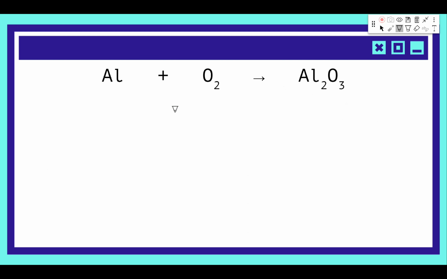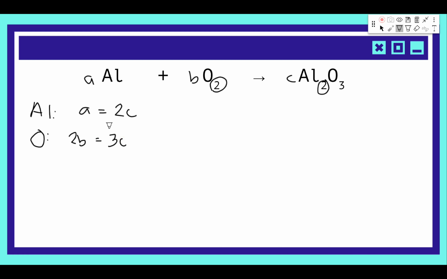Now let's have another one. So this reaction is read as aluminum reacts with oxygen, which yields aluminum oxide. First step is to assign variables A, B, and C. Then we write our equation. For Al, it's A equals 2C. For oxygen, I have 2B is equal to 3C.